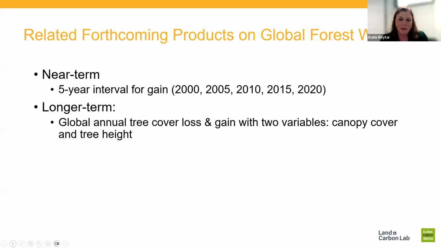And just to give you a brief overview of what's coming down the pike for Global Forest Watch related to the data sets I just mentioned. In the shorter term, we expect to have 5-year intervals for gain. So it's the same data set, but some interim data points in between to provide more of a trajectory over time with the gain data. And in the longer term, the University of Maryland is developing global annual loss and gain with 2 variables, both canopy cover and tree height. And with that, that's what I'll end on.